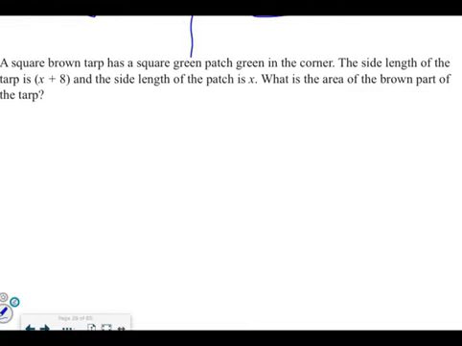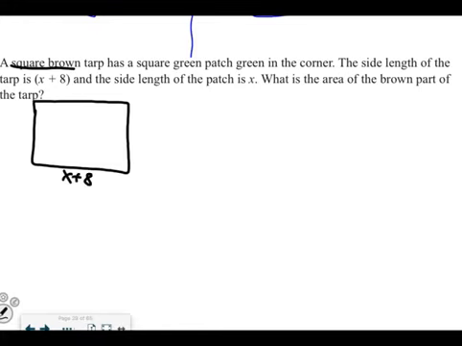It says a square brown tarp has a square green patch in the corner. The side length of the tarp is x plus 8, and the side length of the patch is x. What is the area of the brown part of the tarp? Okay, so the first thing I would encourage you to do, draw a picture of our tarp. We know that it's a square. It says a square brown tarp, and we know that it's x plus 8 on each side.